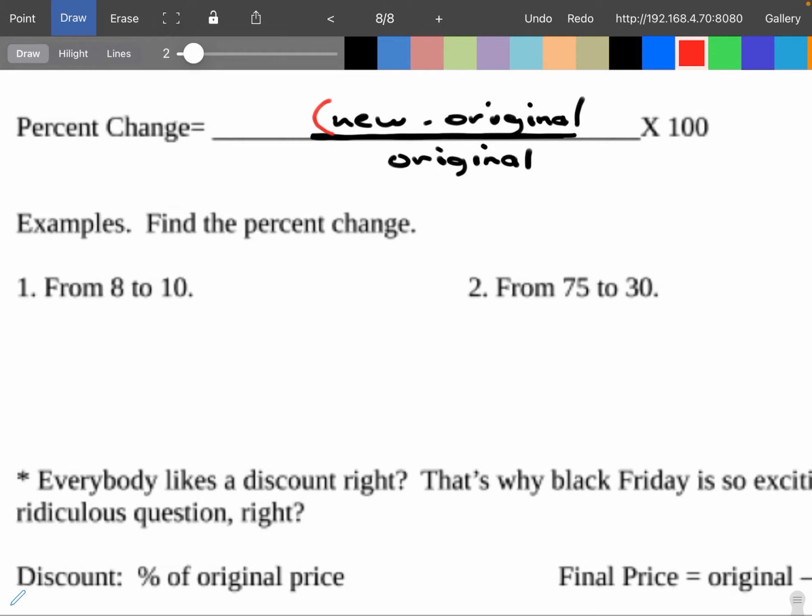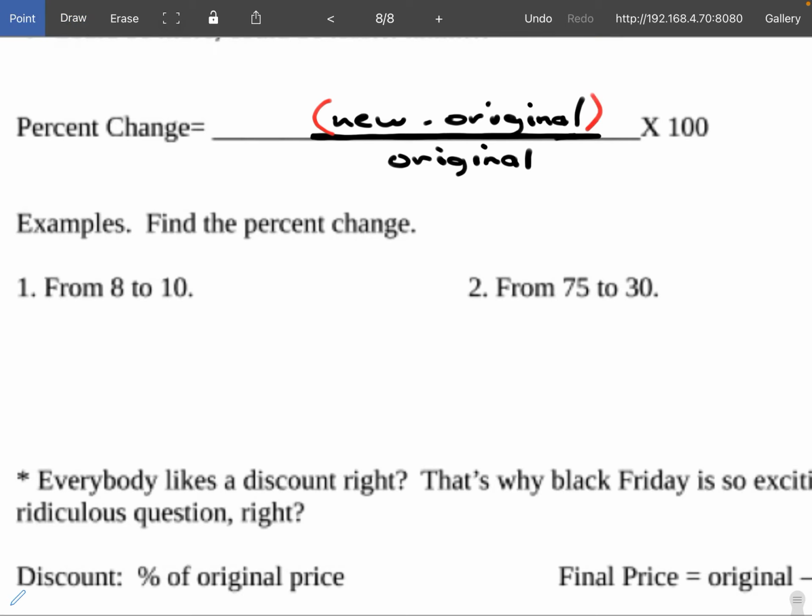And if you want to just type this in your calculator, to get this to work properly, you're going to need to put some parentheses on here. If you just want to type the whole thing in your calculator, you can do that. And then times 100. All that times 100 does is change it from a decimal to a percent. So if you do new minus original over the original, that'll give you the answer as a decimal. And when you multiply by 100, that just changes it to a percent, because multiplying by 100 moves the decimal 2 places to the right.